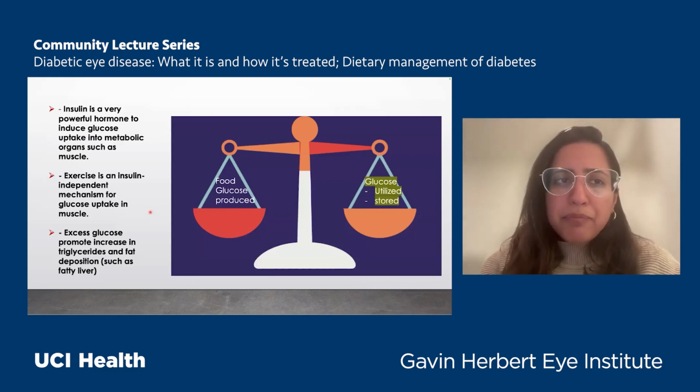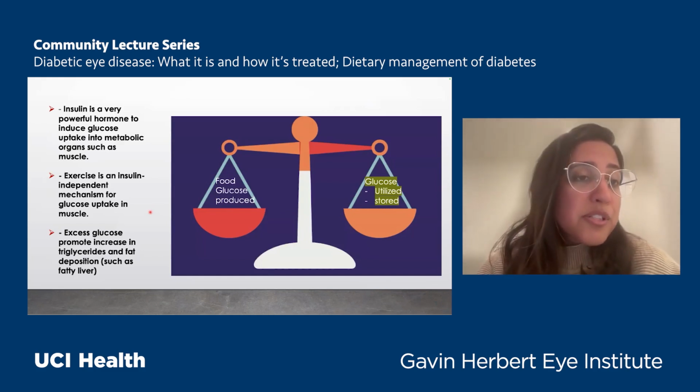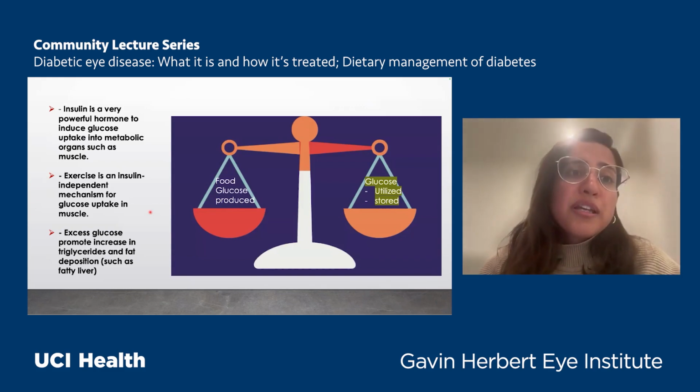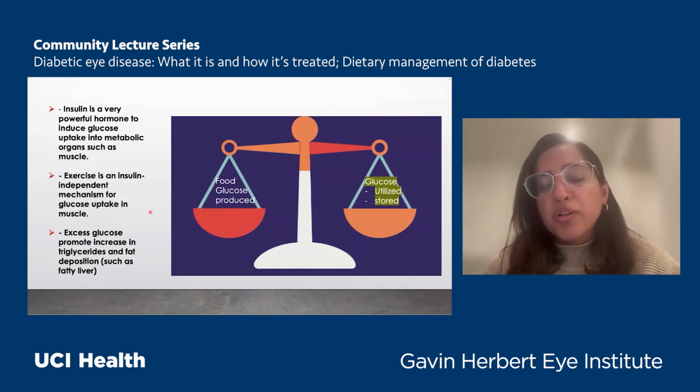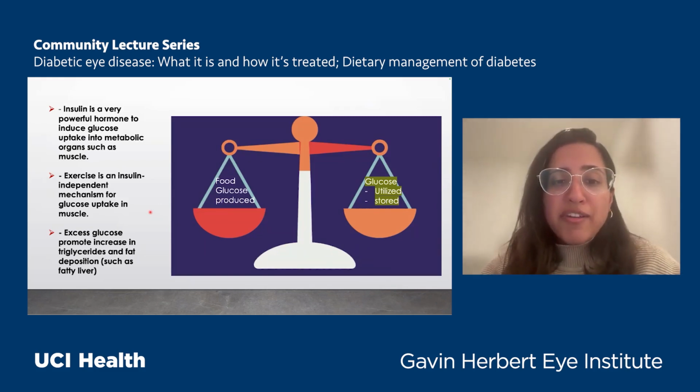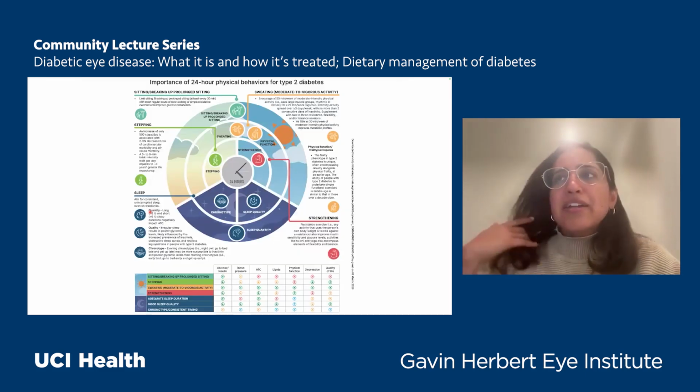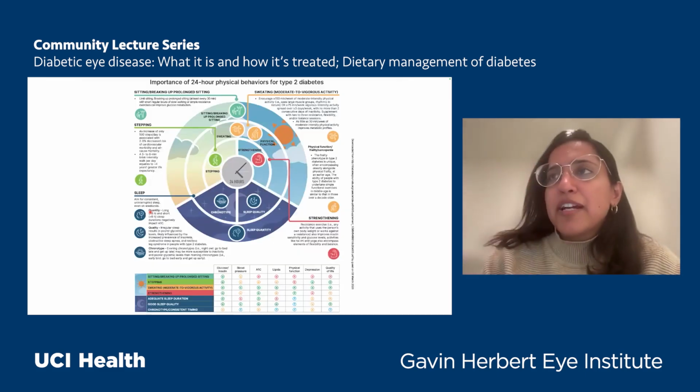So in conclusion here, insulin is a hormone that induces glucose uptake into the metabolic organs like the muscle. And exercise can be an insulin-independent mechanism for glucose uptake in the muscle. And like I said, excess glucose promotes increase in triglycerides and fat deposition in organs such as the liver, causing fatty liver.